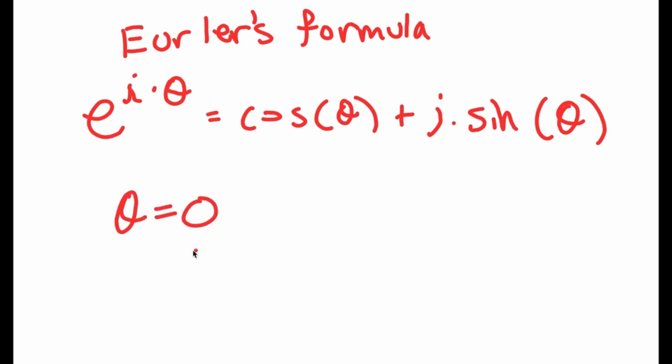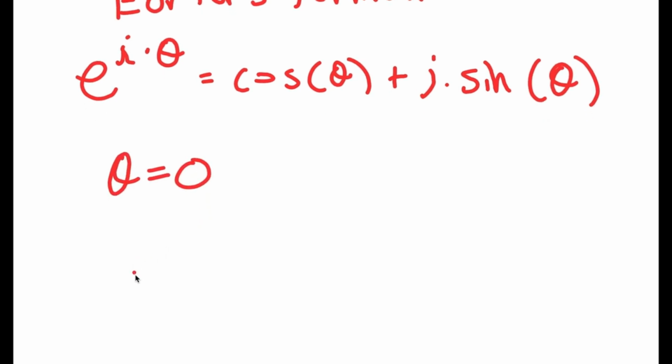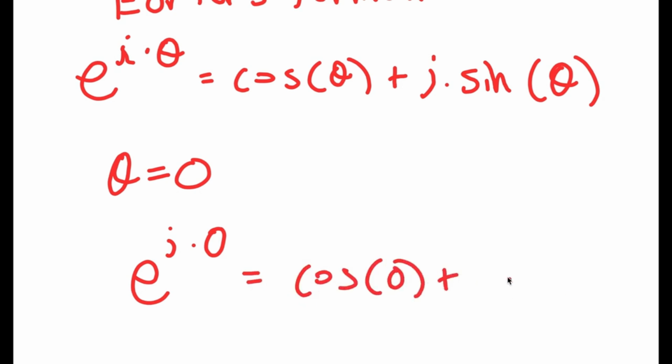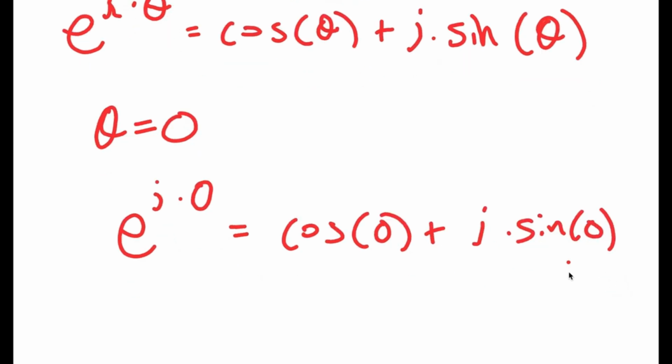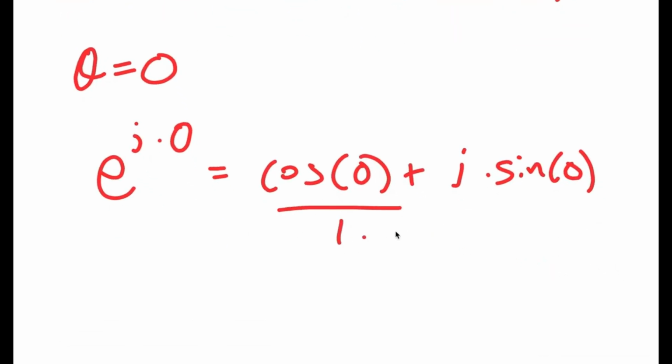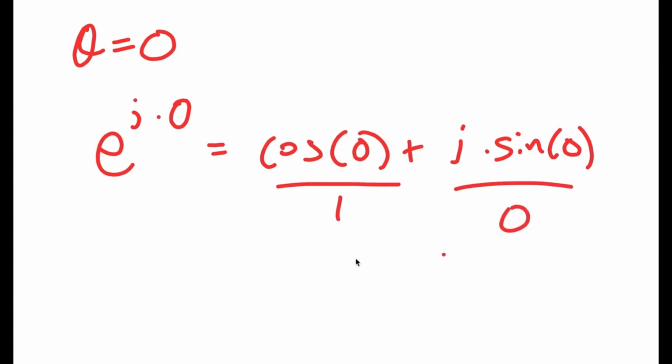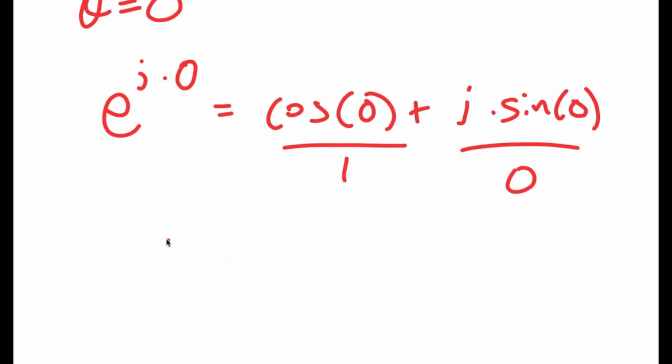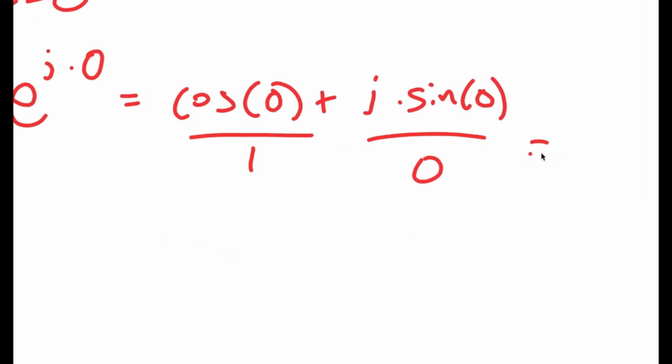So let's say that theta is equal to 0, right? Say that theta equals 0. So now I get e to the power of i times 0 is equal to cosine of 0 plus i times sine of 0. Cosine of 0 is 1 and sine of 0 is 0. So I get this all is equal to 1.